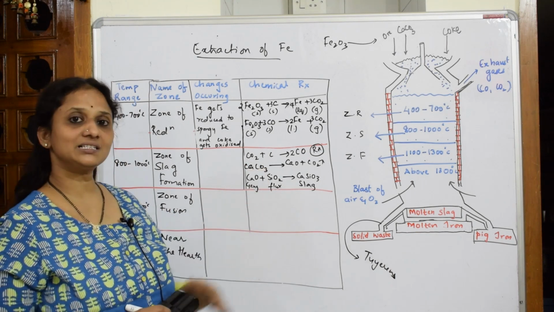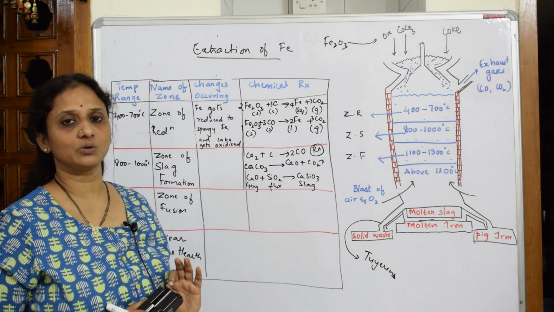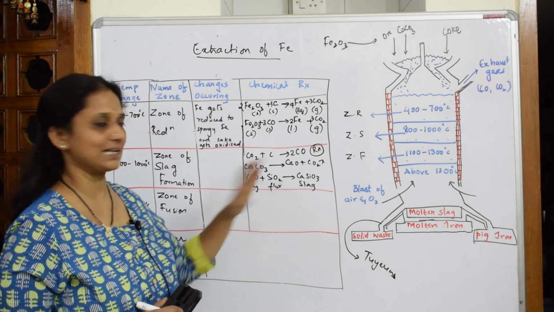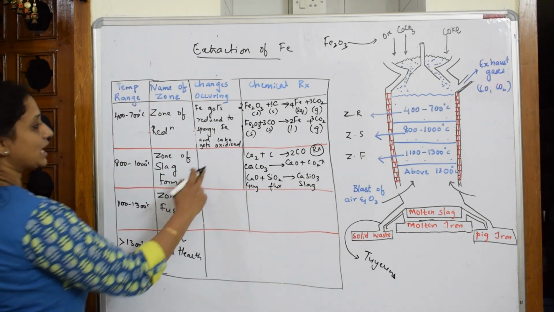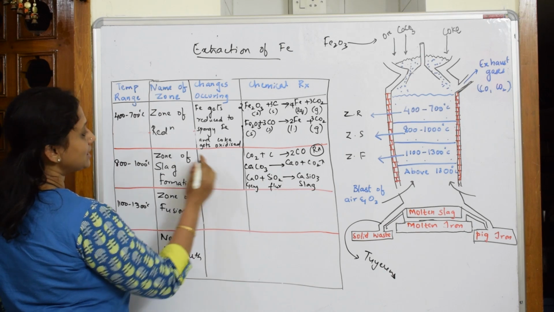All the other reactions are exothermic. This will tend to decrease the temperature, so we add it in limited quantity. Now this has come out as slag. That is going to float when we go down, right? Now what happened here? What should we write?